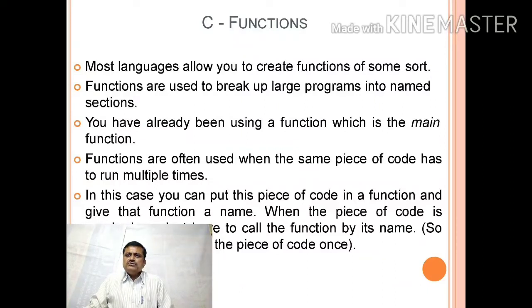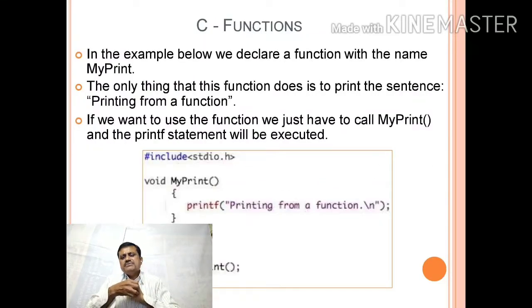Functions are often used when the same piece of code has to run multiple times. In this case, you can put these pieces of code in a function and give that function a name, that is a function name. When the piece of code is required, you just have to call the function by its name. So you only have to type the piece of code once.